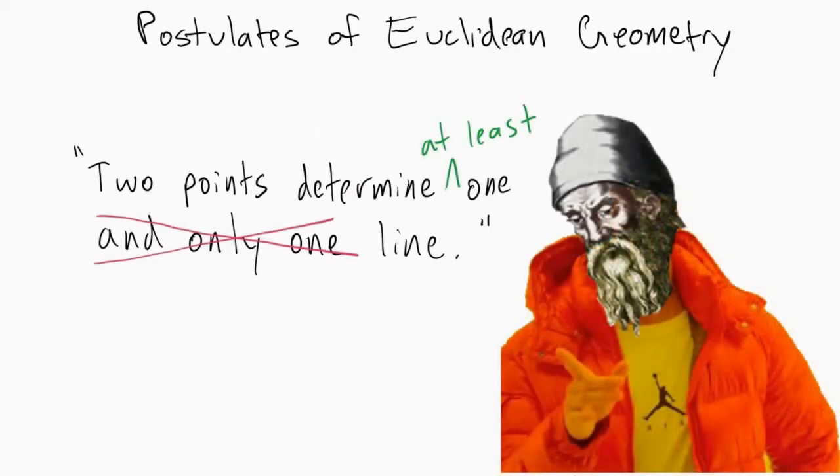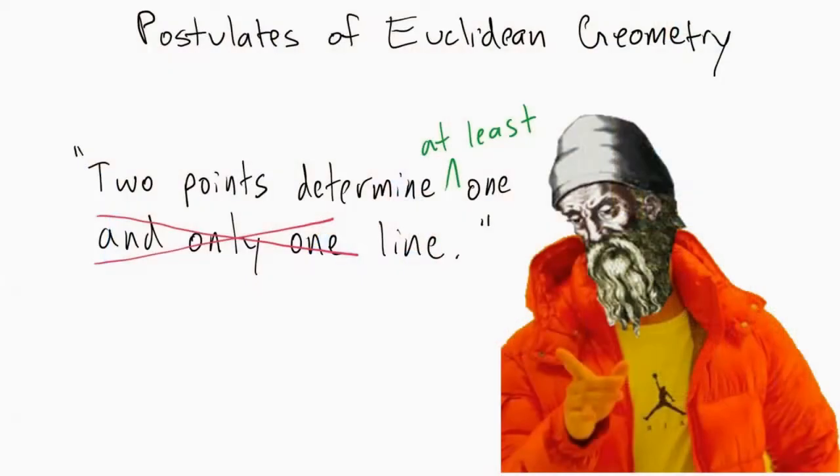Special thanks to Euclidrake for helping me make this point. I think this is important because while it is true in Euclidean geometry that 2 points determine one and only one line, we can actually prove the fact that the line between any 2 points is unique. We don't need to assume.